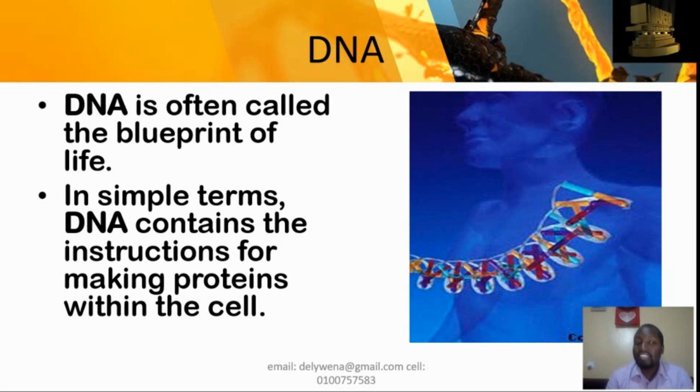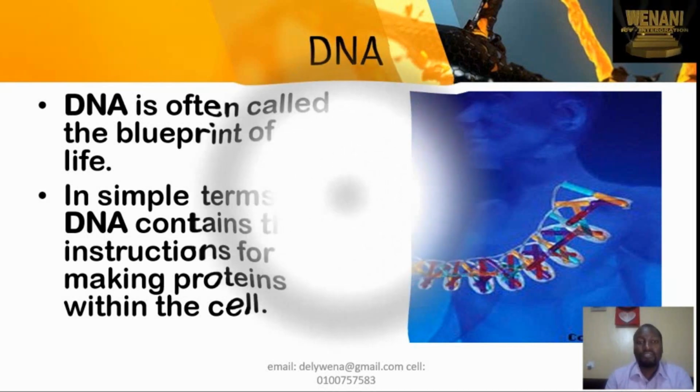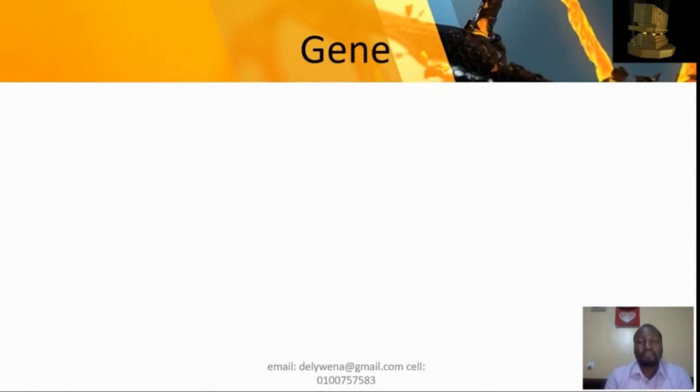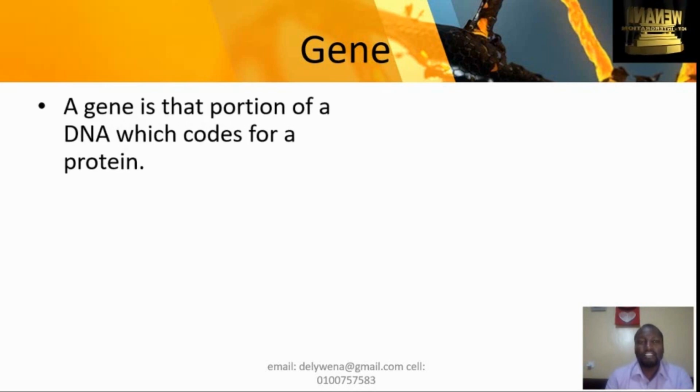Because remember, it is the DNA which is located on a chromosome. So one chromosome will be carrying a lot of instruction for that. And when you look at what we have here, this is a photograph of a DNA. That's an example of a DNA. Now, what about a gene? We have talked about chromosome, and what about a gene? So what is a gene? Now, a gene is that portion of a DNA which codes for a protein.